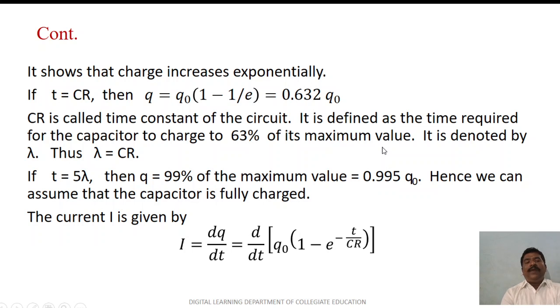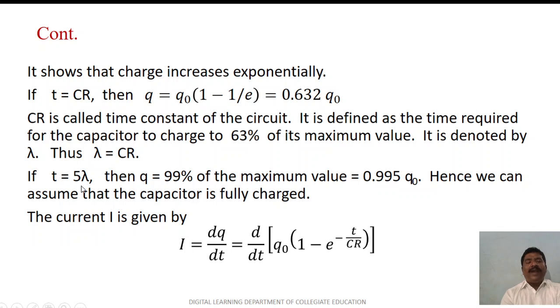That means once the capacitor is switched on, it will take some time to charge to the value of 63.2%. That time is nothing but the time constant. It is the product of C and R, and it is called the time constant. Its value is denoted by lambda, so lambda is equal to CR.